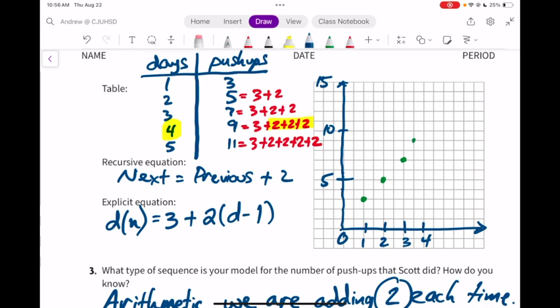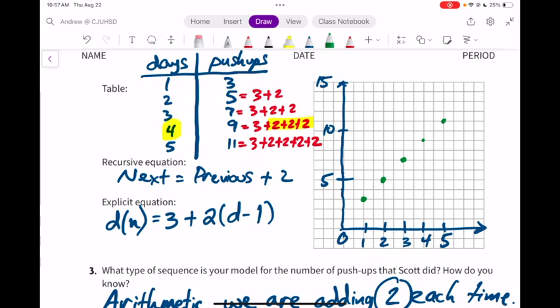And let's do one more day here. Day 5 is, oops, I got that dot in the wrong spot, don't I? Day 4, there we go, at 9. And day 5 at 11.